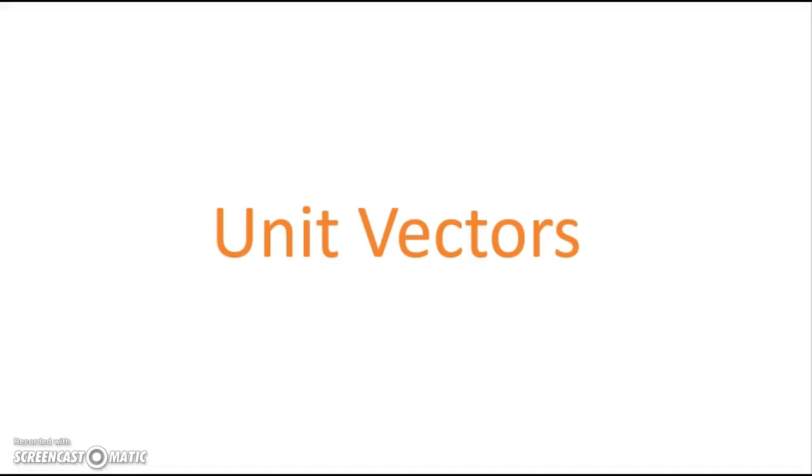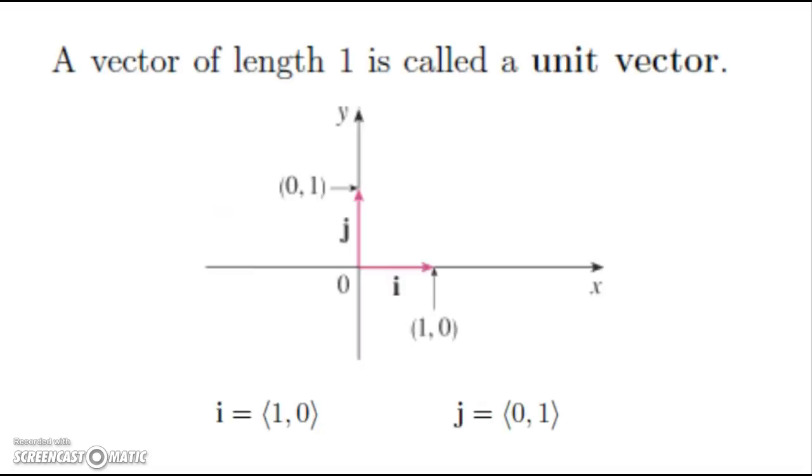Continuing our work with vectors, we're going to look at a different set of vectors. These are called unit vectors. And here's what's unique about unit vectors. A vector of length 1 is called a unit vector. We have a horizontal unit vector and we have a vertical unit vector.